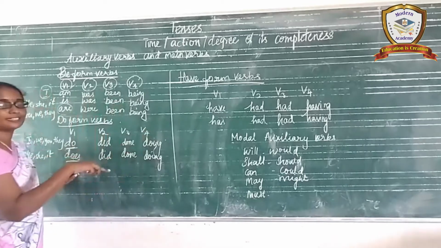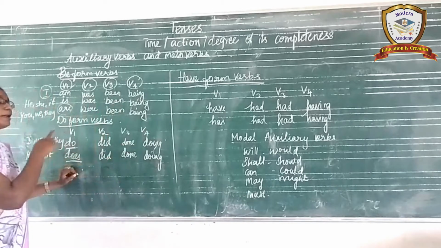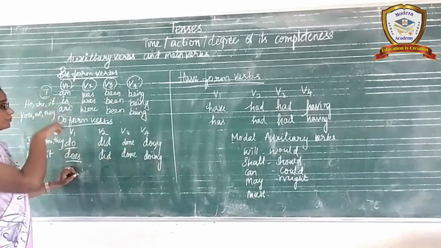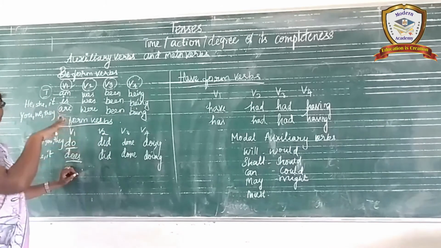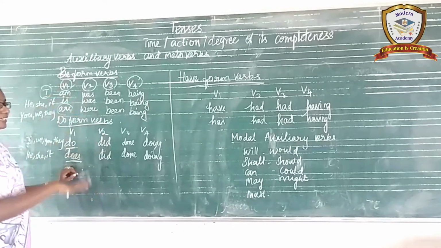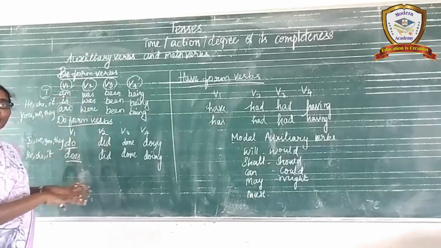We all understand the present tense do form verbs and present tense be form verbs. Have you all got a clear-cut idea about the be form verbs and do form verbs, children?